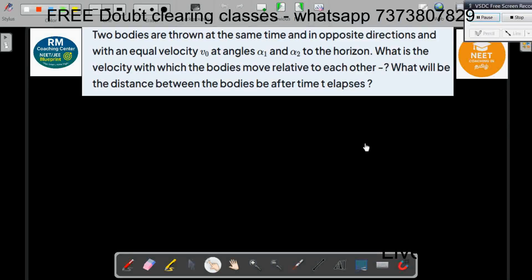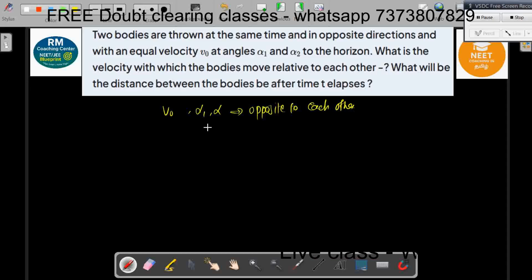One of the problems: two bodies are thrown at the same time but in opposite directions with an equal velocity. Here the velocities are equal, v naught, but the angles are different. The directions of projection are opposite to each other. What will be the velocity with which the bodies move relative to each other?